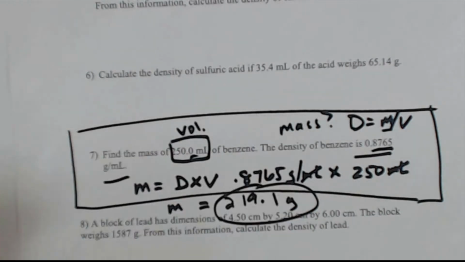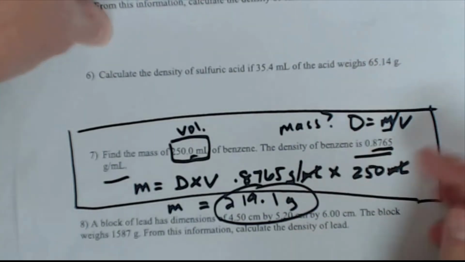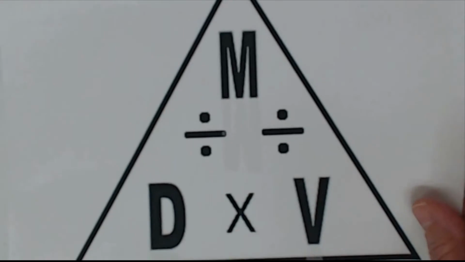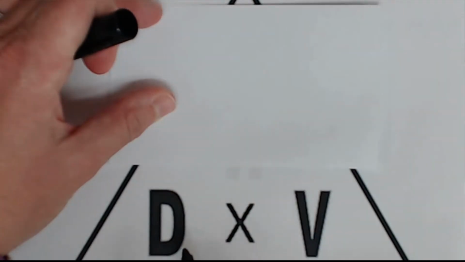So, again, if you want to remember how I did that, I had the density and the volume, and I needed to find the mass. I just went to my density triangle, and I covered up mass. So to find the mass, I have to take D times V. All right. Next up, we're going to learn how to find the volume if we are given the mass and the density.